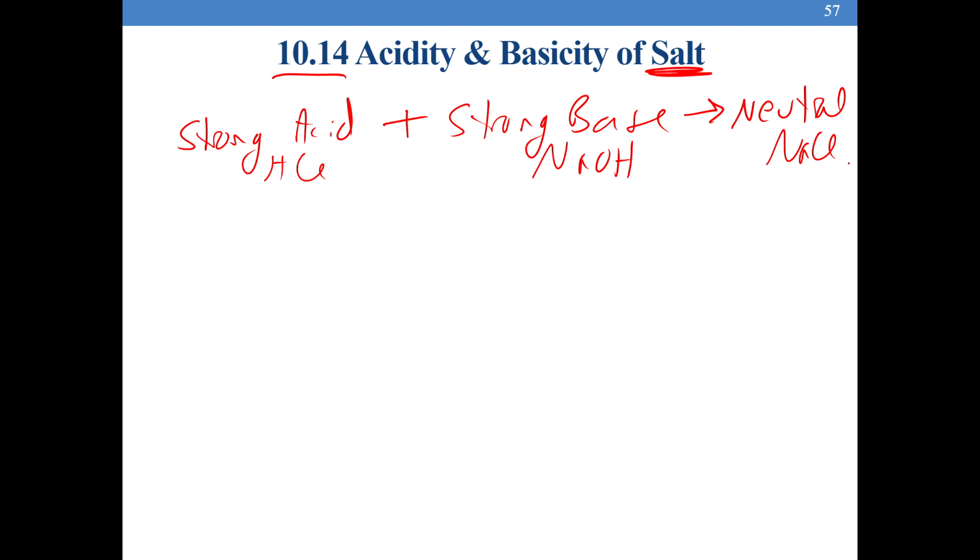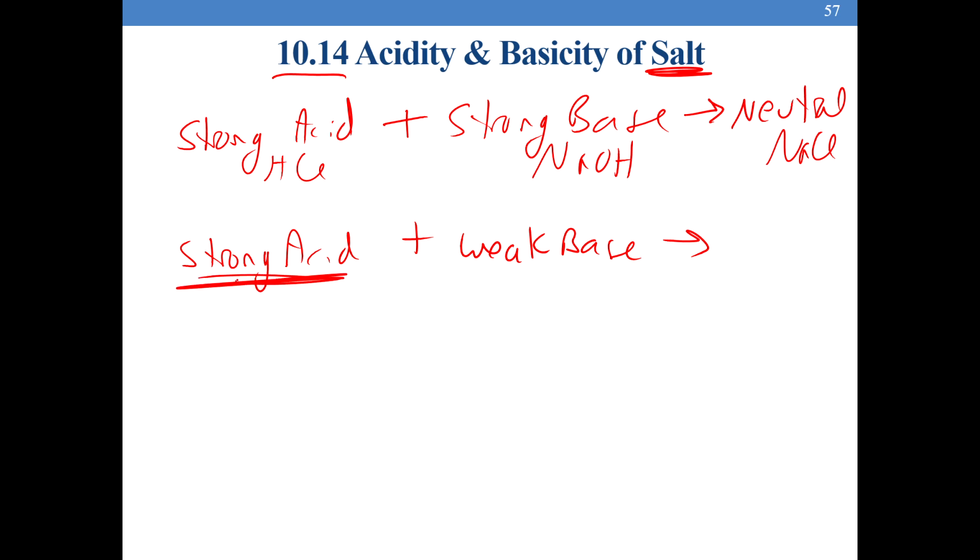Okay? But what if I had a strong acid, but this time I mixed it with a weak base? Well, before you go thinking, oh, I have no idea what that's going to do, strong acid is going to be more influential than the weak base. So in other words, something really acidic plus not really very basic is going to produce something acidic. So it's going to be an acidic salt.